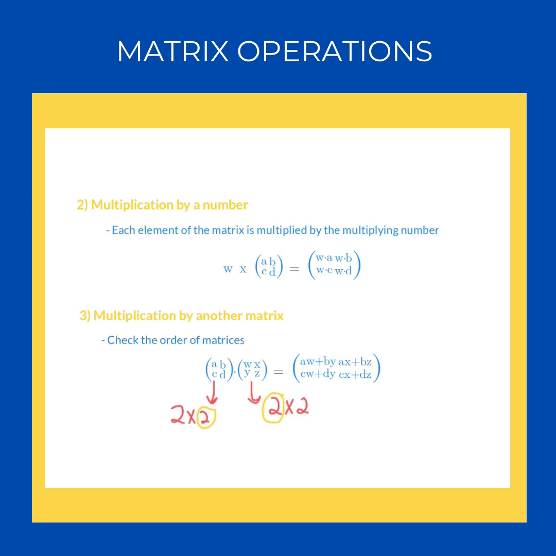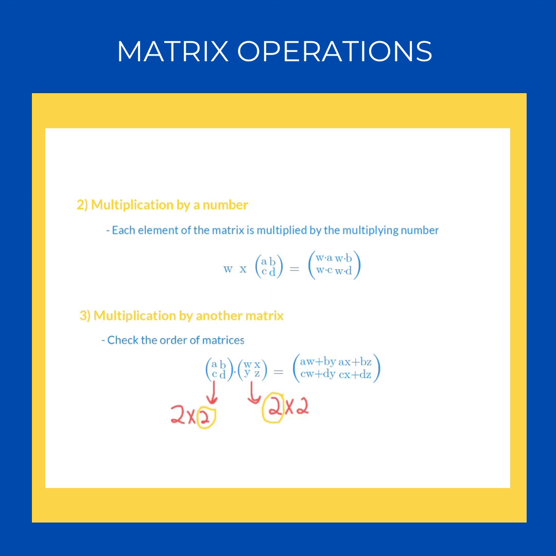So to multiply the two matrices, first I multiply the first row by the first column, then the first row by the second column. Then I go down and I multiply the second row times the first column and the second row times the second column.